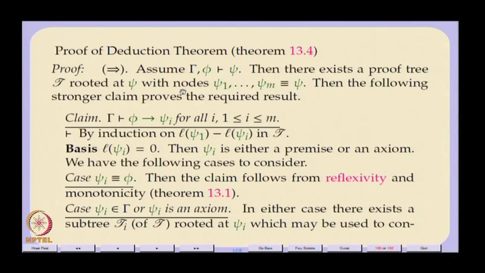We are supposed to prove that from gamma you can prove phi arrow psi m, but we will prove that gamma proves phi arrow psi I for all I. If we can prove this claim, then essentially we have proved the implication in the theorem. We will do this by induction.